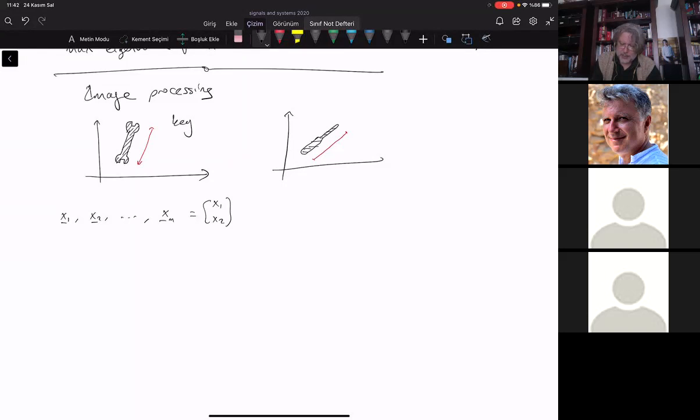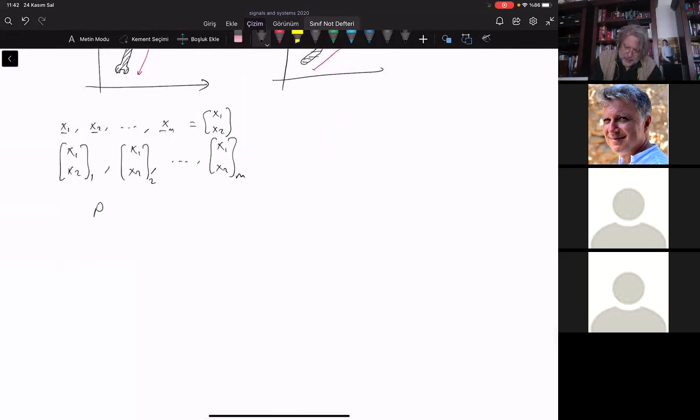And we come up with x1, x2 couples like this, x1, x2 of 1, and x1, x2 of 2, etc. And x1, x2 of m. We have m of these. From these m, we can estimate a 2 by 2 autocorrelation matrix, which is, let's say, A, B, C, and D.